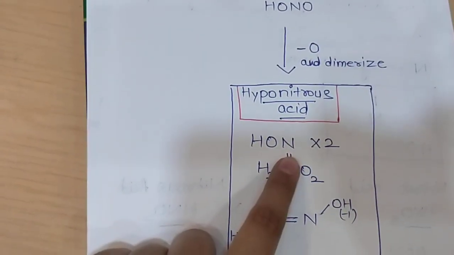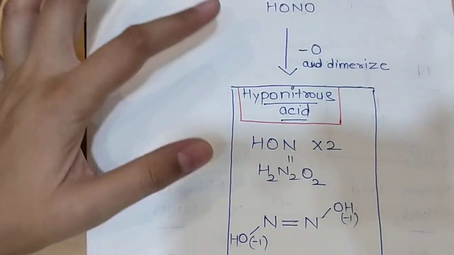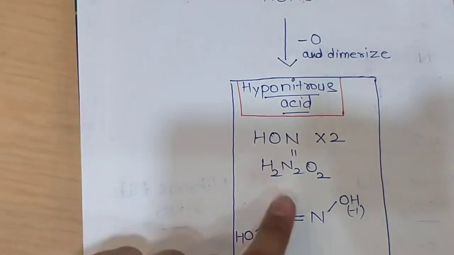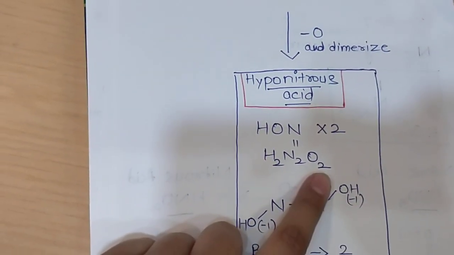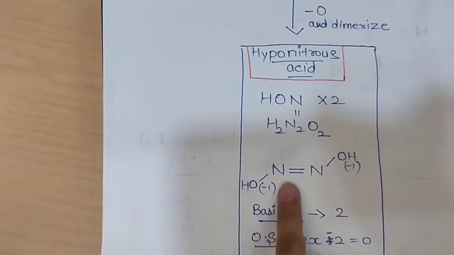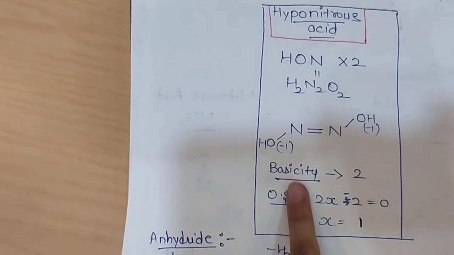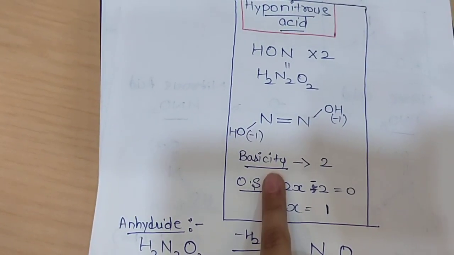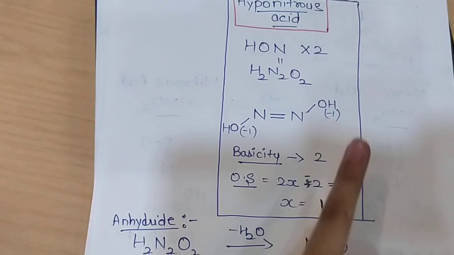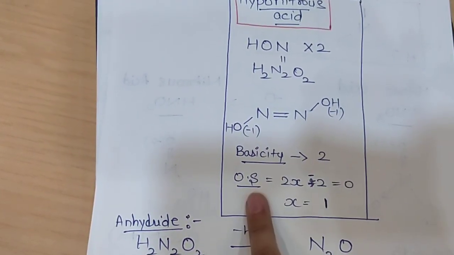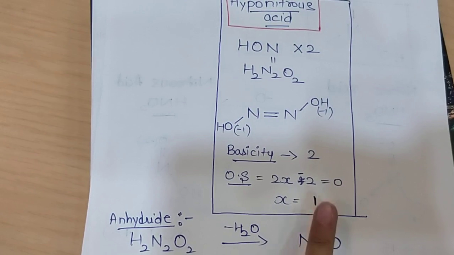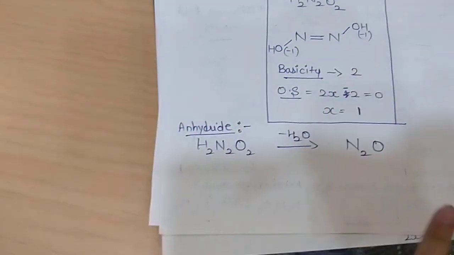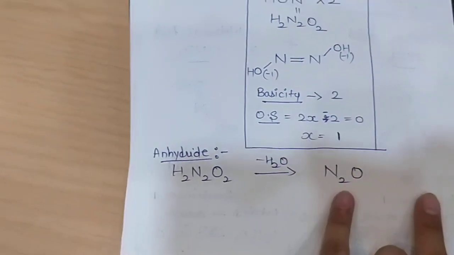HON, which has formed after the removal of oxygen from nitrous acid, exists as a dimer. It cannot exist as a monomer. So the formula for the dimer is H2N2O2. This is how the structure is. From here we can calculate the basicity. Basicity depends upon the number of OH groups, which comes out to be 2. Oxidation state comes out to be 1, as we consider x for each nitrogen. Anhydride after the removal of water is N2O.